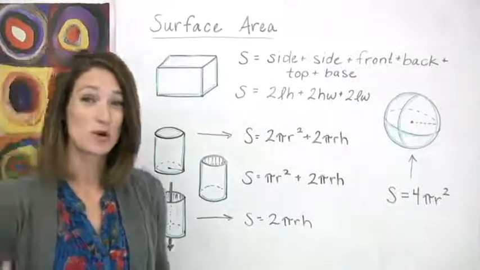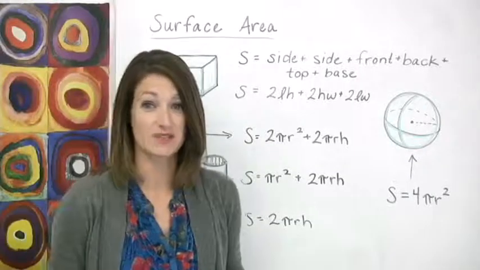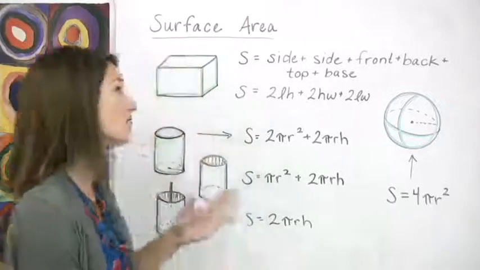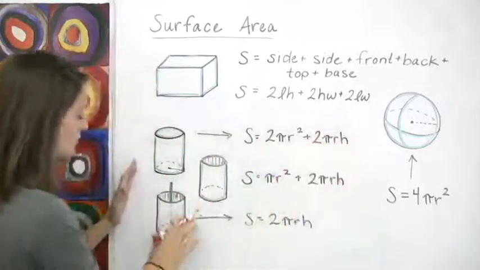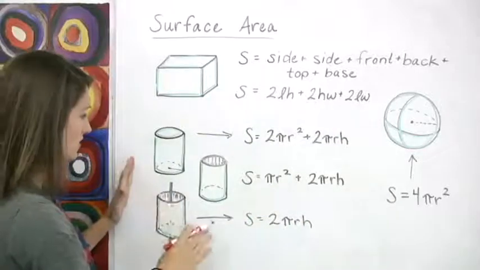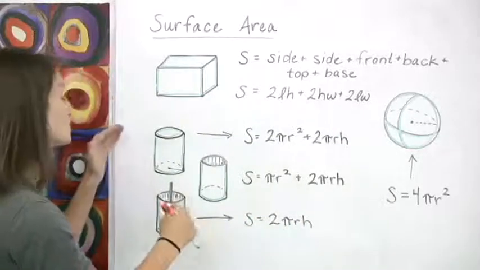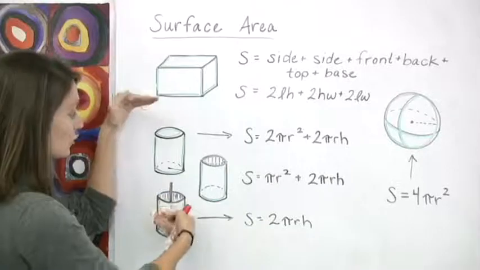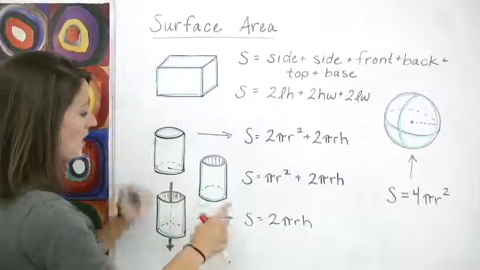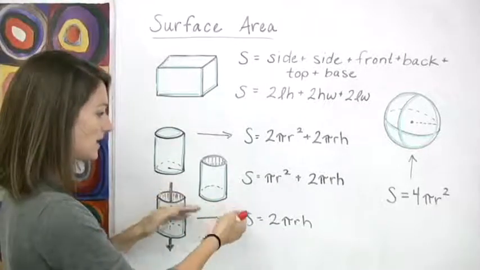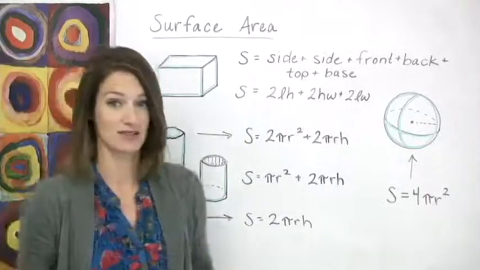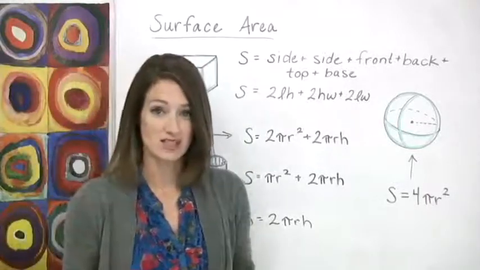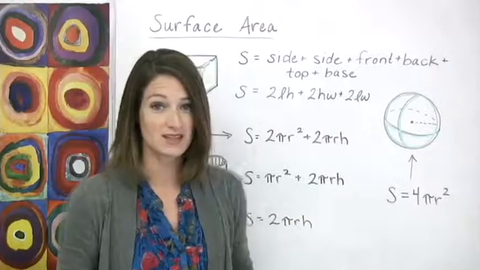In this section, we're going to learn how to find the surface area of some three-dimensional shapes, which are rectangular solids, spheres, and right circular cylinders. For the cylinders, we're also going to find the surface area of those that are closed at both ends, cylinders that are only closed at one end and open at the other end, and cylinders that are open at both ends.